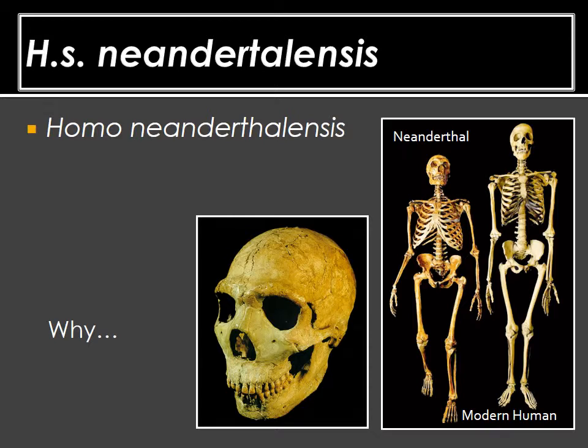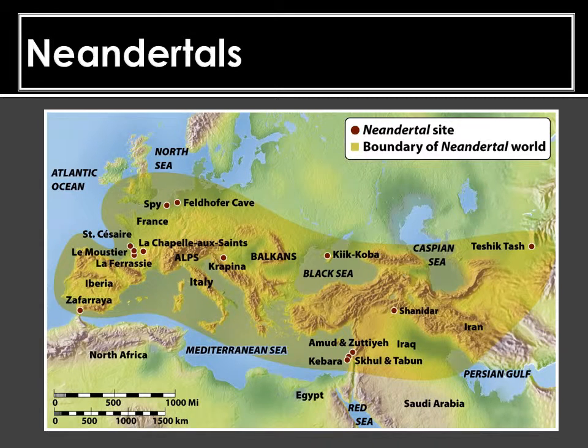So the question becomes, why? Why were they like this? Why were they so rugged, even though they were shorter? And of course, we can attribute this in great part to the environment. So where were the Neanderthals living?